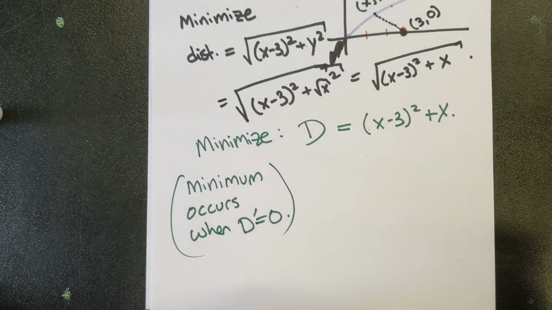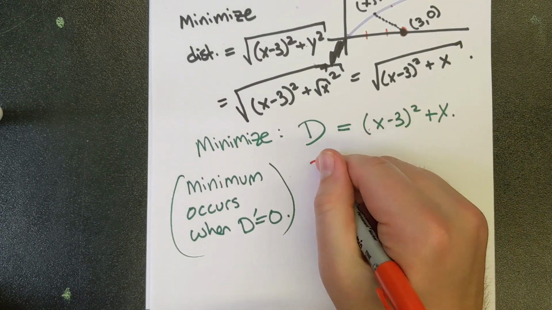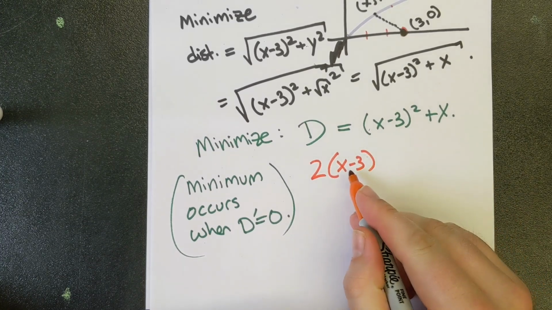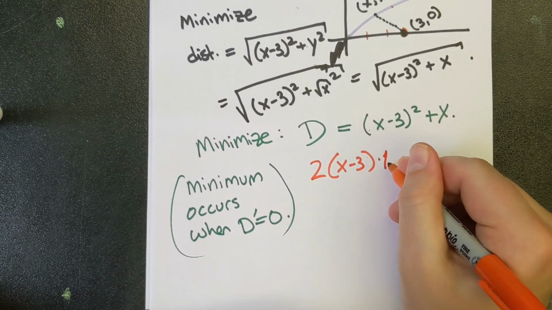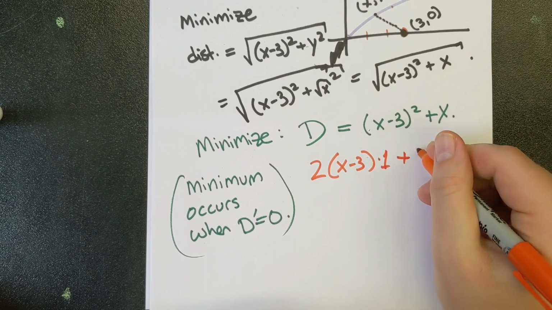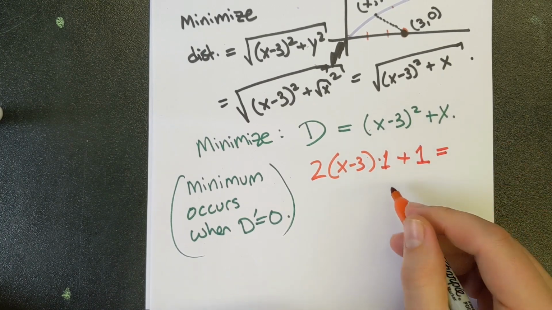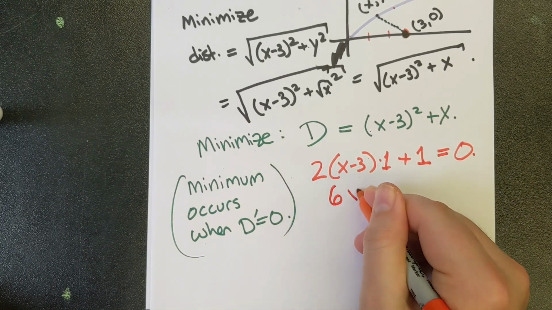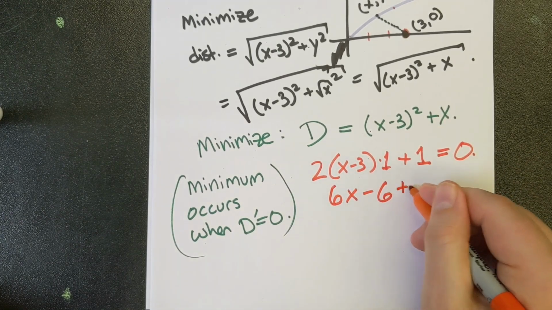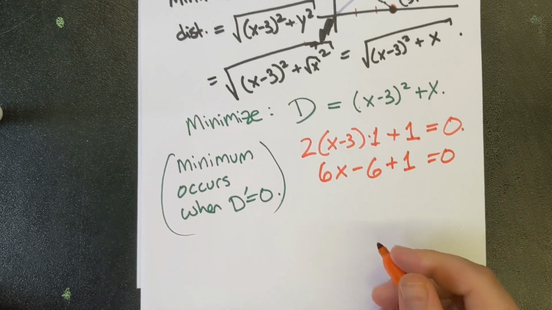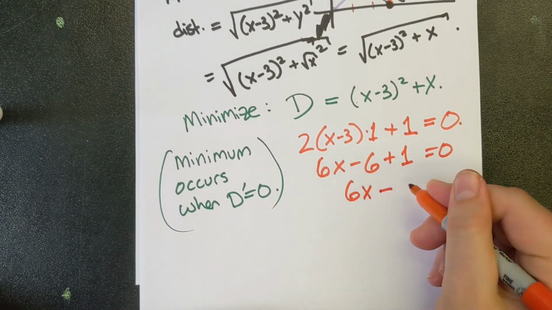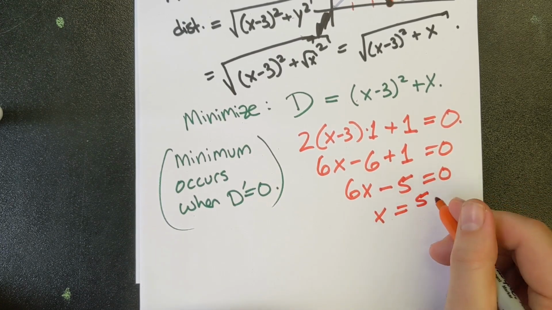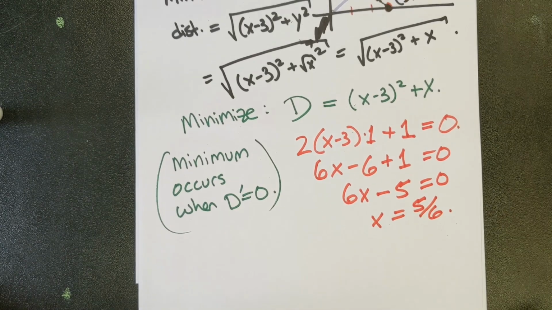So we can go ahead and take this derivative: 2 times x minus 3 times the derivative of the inside, which is 1, so you don't really have to worry about that, plus the derivative of x, which is 1, set that equal to 0. So this is 6x minus 6 plus 1 is 0. So this is 6x minus 5 is 0. So x equals 5 over 6.